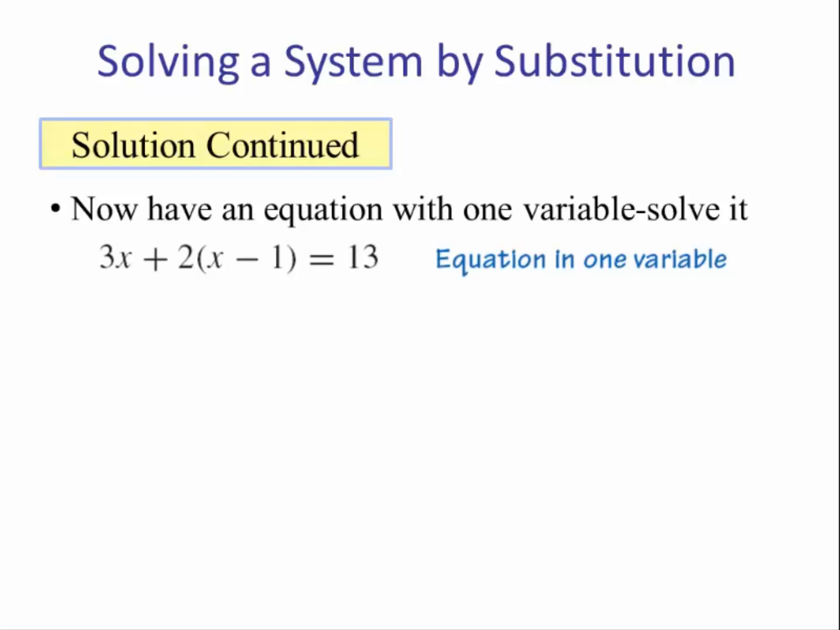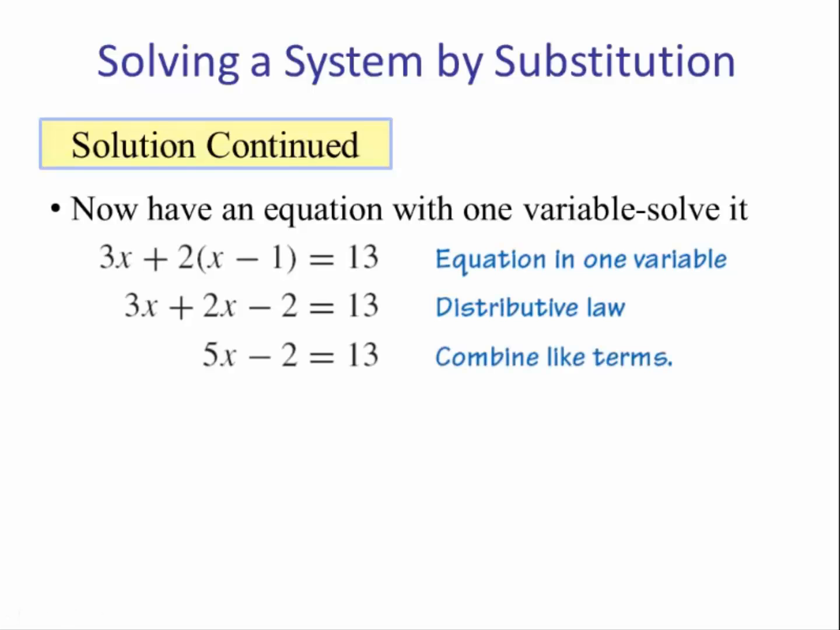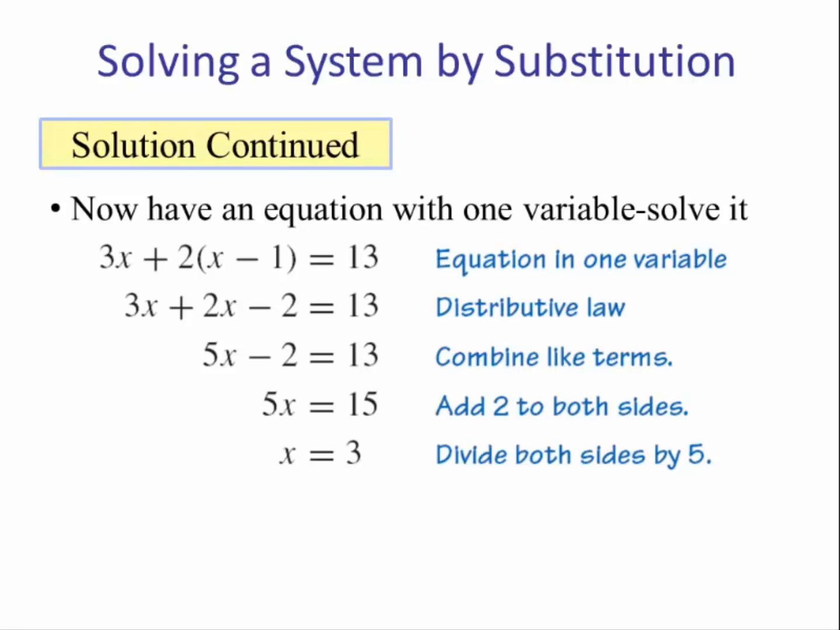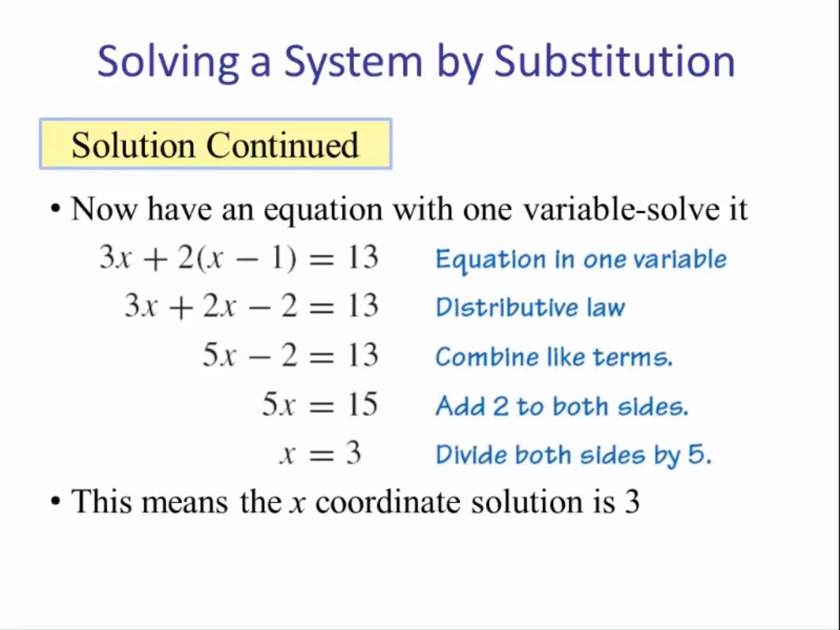So solving this equation, we first do the distributive property. So we're going to get 2x minus 2. Next, we combine like terms. So 3x plus 2x is 5x. So we're left with 5x minus 2 equals 13. To isolate the x, we add 2 to both sides, and we're left with 5x equals 15. And dividing by 5, we see that x is equal to 3. So this means the x-coordinate is 3.